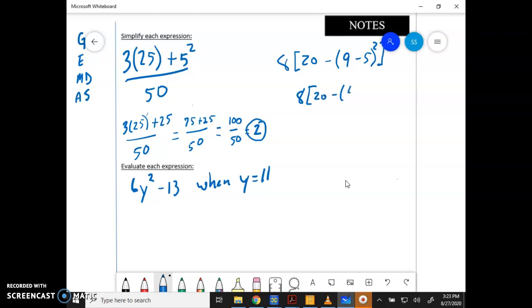9 minus 5 is 4. There we go. That's our first step. All right, and we still have to solve inside these brackets. So what's the next thing to do?